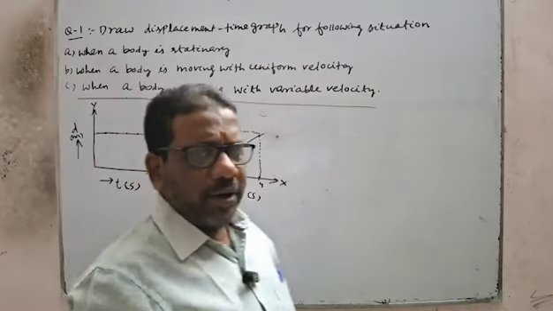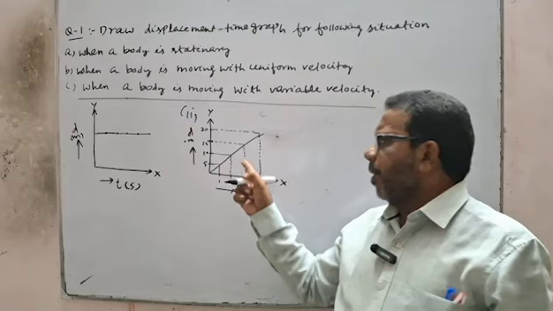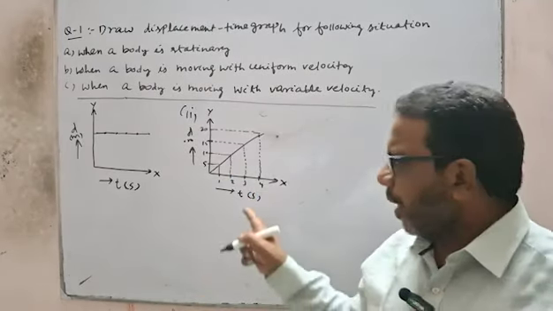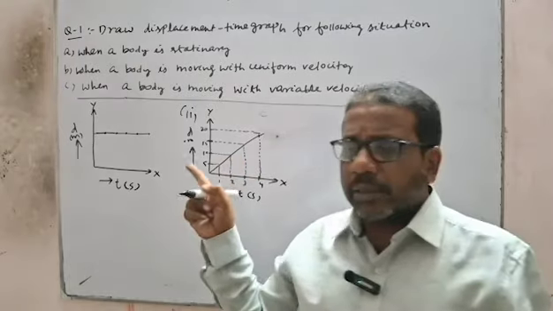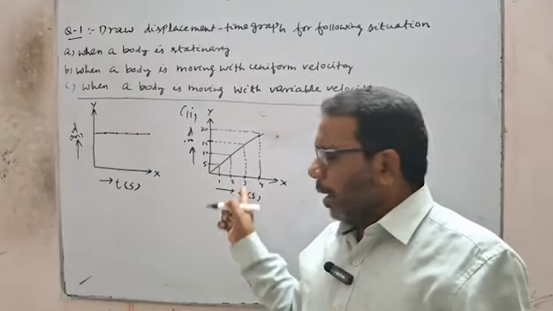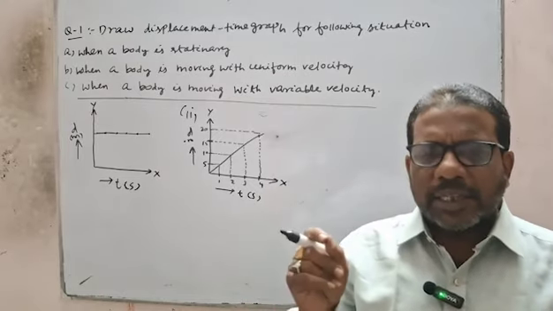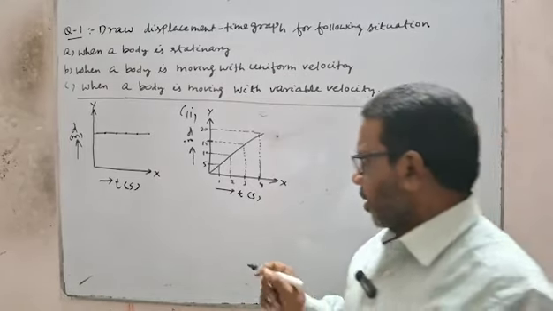In every second, the body covers 5 meter. In the first second, it covers 5 meter. In the second second, it covers 5 meter. In the third second, it covers 5 meter. That means the speed of the body remains constant.